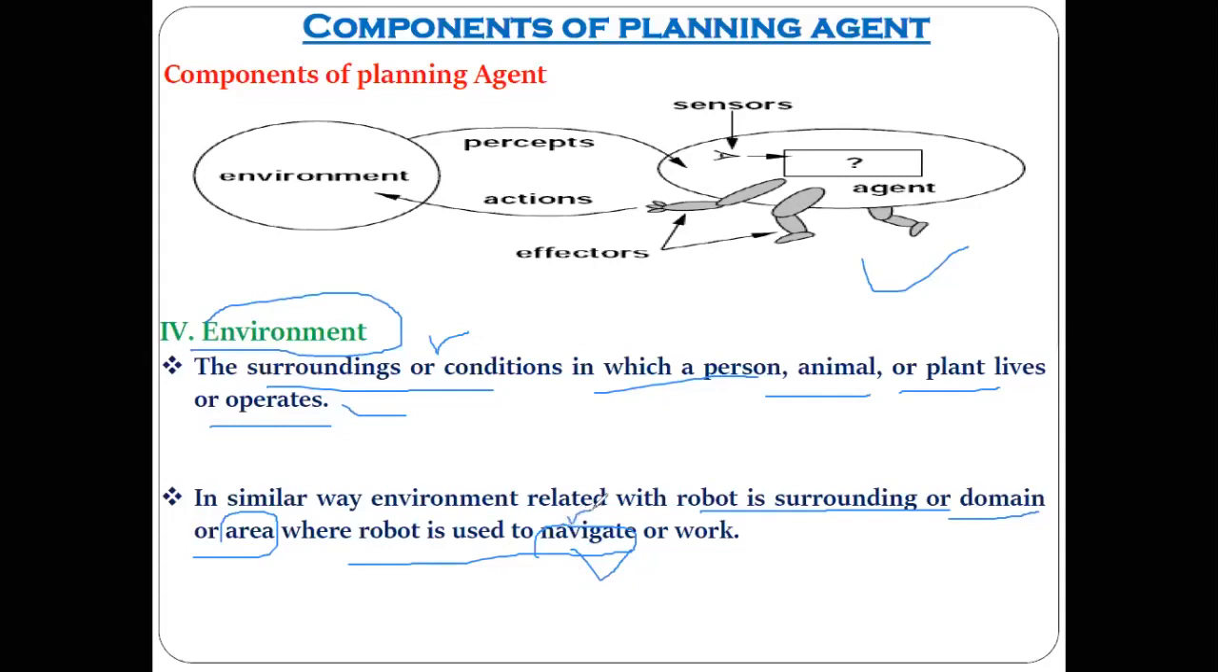I hope all of you have used Google Map when you are traveling. So Google Map is doing the activity of navigation. It is showing you the different directions. So the environment, in the case of the robot or the AI agent, is the surrounding or the domain or the area where the robot is used to navigate, that is, to search in different directions, or the surrounding domain or area where the robot is working. Understood? Here I have shown you this as the environment. Yes, sir.